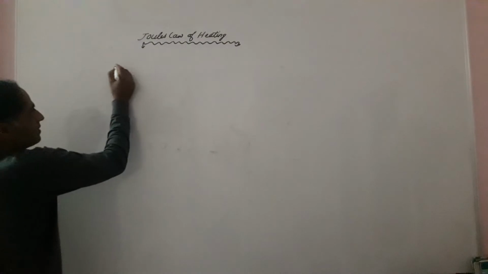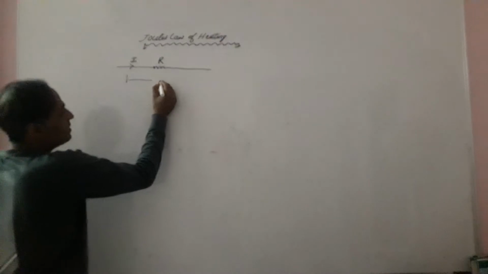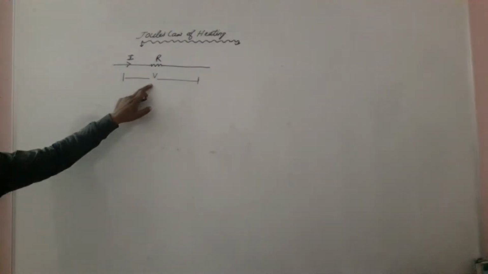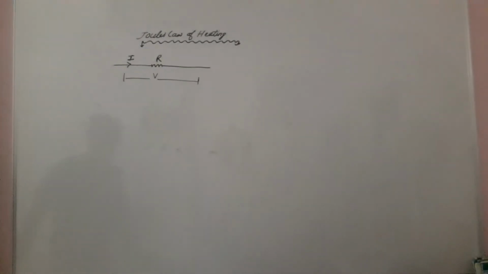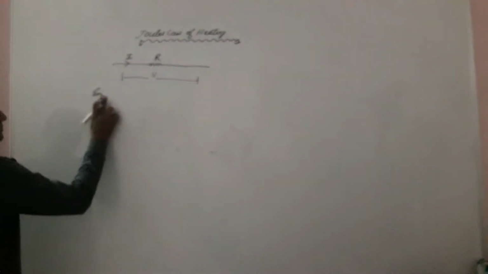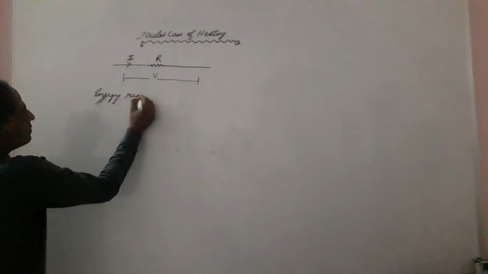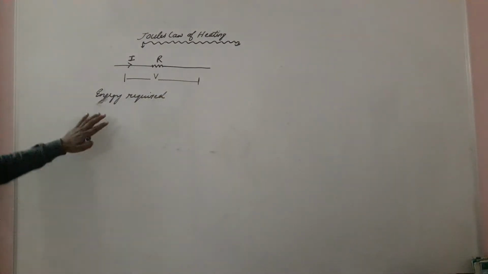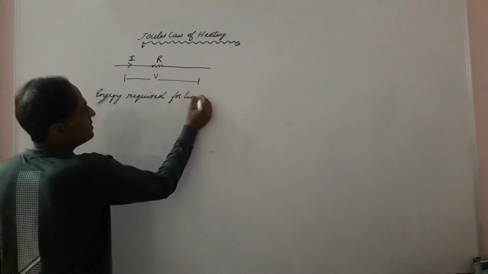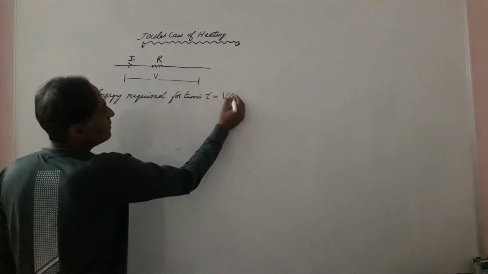Now let's see, suppose we are given a resistance, the value of resistance is R, and a current of value I flows across this resistance. Suppose the potential difference across the circuit is represented by the value V. Now we can write further that the energy required for the passage of this current for time t is given by the formula VIt.